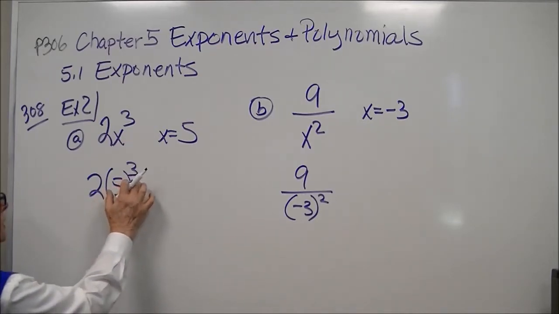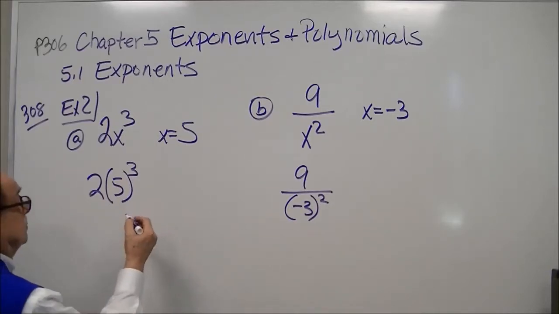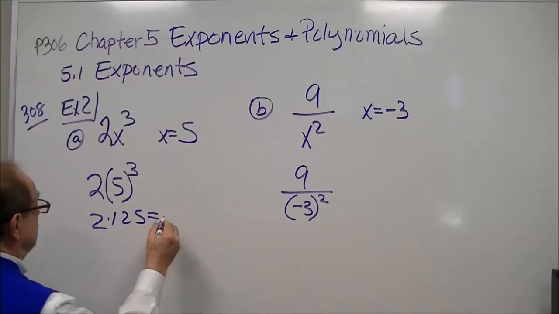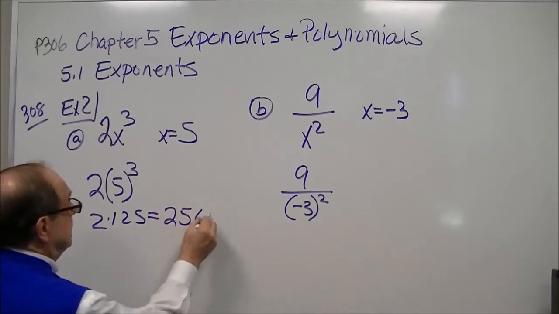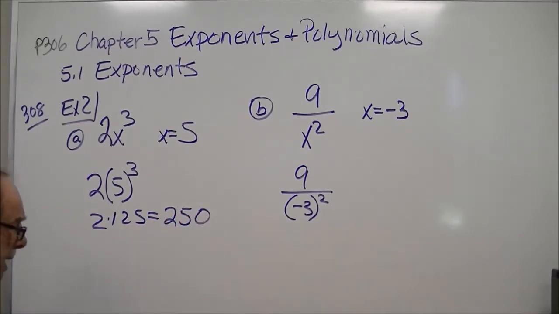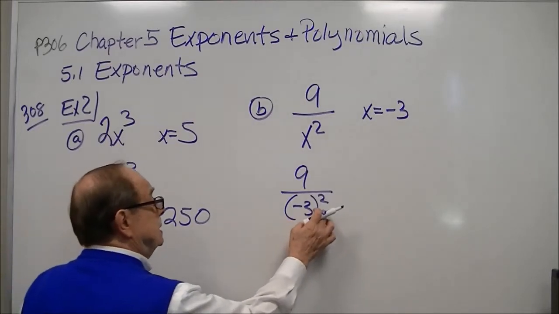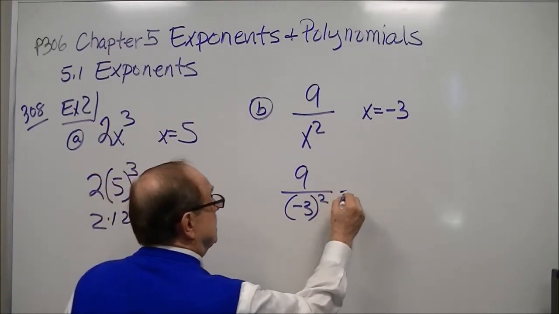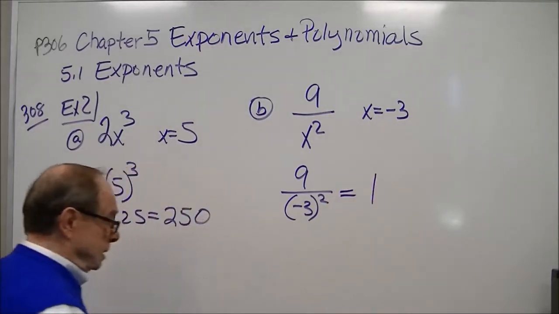So 5 to the third, we said was 125, times 2, that will be 250. And negative 3 to the second, that is negative 3 squared, is a positive 9. So that's going to equal 1.